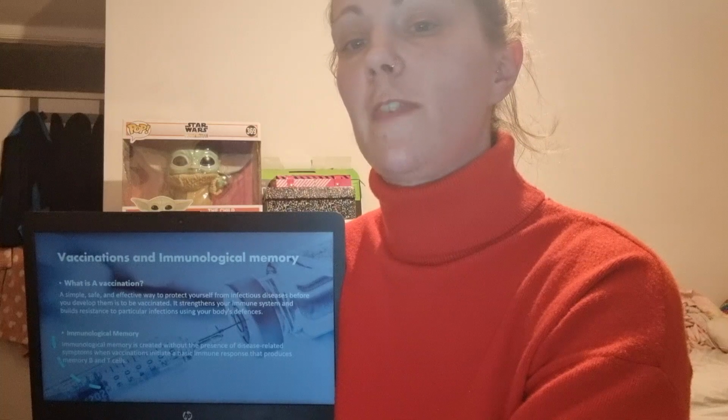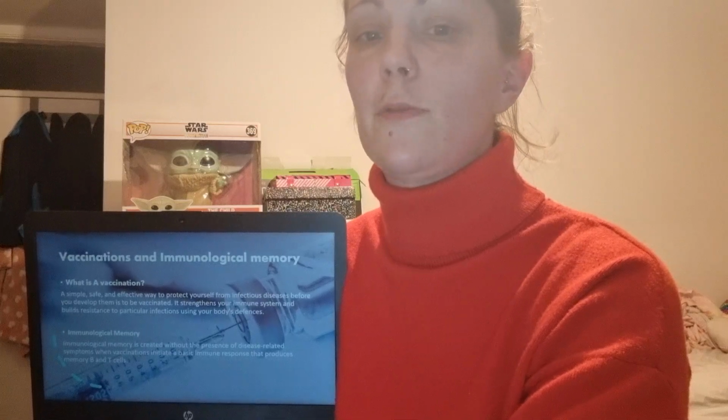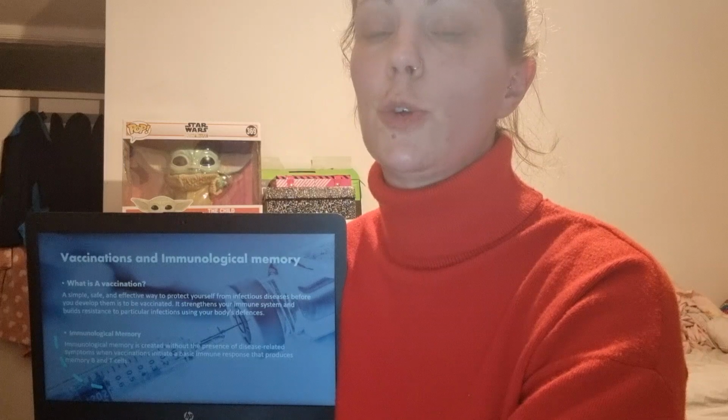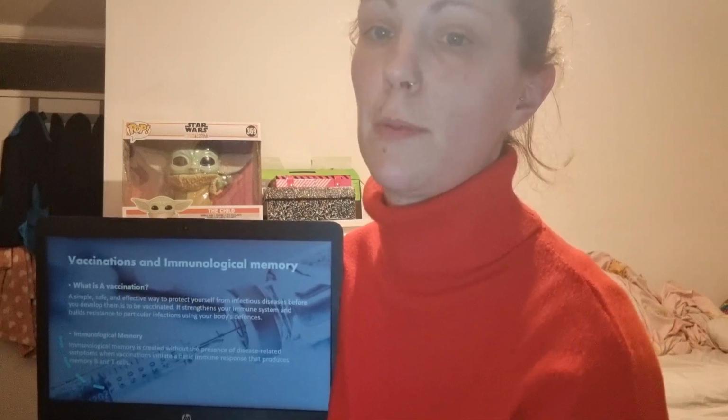We run the risk of developing major illnesses and disabilities from diseases like measles, meningitis and polio, for example, if we don't receive vaccinations. A lot of these illnesses have the potential to be fatal. Immunological memory is created without the presence of disease-related symptoms when vaccinations initiate a basic immune response that produces memory B and T cells. The initial reaction to a pathogen infection is known as the primary response.